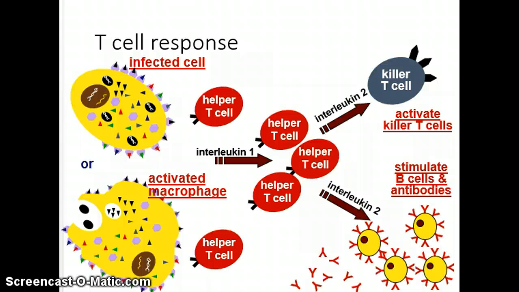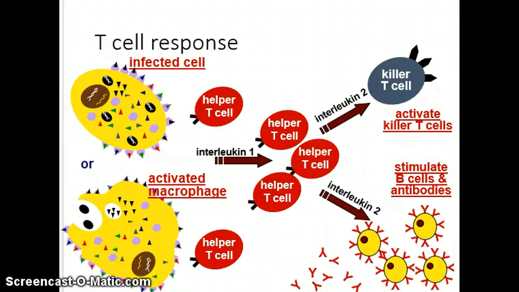So the helper T cell triggers both the humoral and the cell-mediated immune response, but the helper T cells themselves do not carry out those responses. What they do is send out a signal which initiates the production of antibodies in the B cells, and these antibodies are what are going to neutralize, as we saw before, the pathogens. They also send out signals that activate cytotoxic T cells to kill the infected cells.